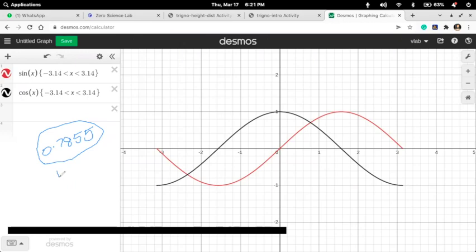Okay, what is 1 radian? 1 radian is equal to how many degrees? 3.14 radian is equal to 180 degrees. So 1 radian is equal to 180 by 3.14. This is the one.